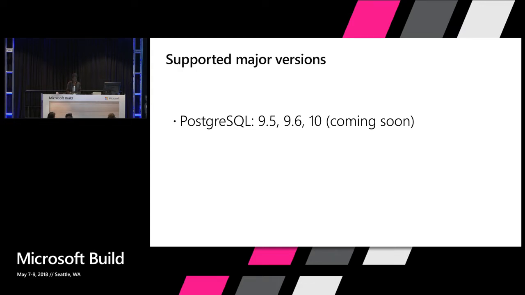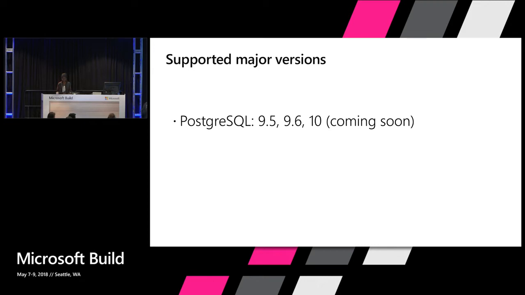promise is we'll always support the 3 most latest versions. We will have a deprecation policy. For example, let's take a real life example. So today we support 9.5 and 9.6. Postgres 10 is going to be supported in say the next 2 months, right? So at that time you will have support for 9.5, 9.6, and 10.